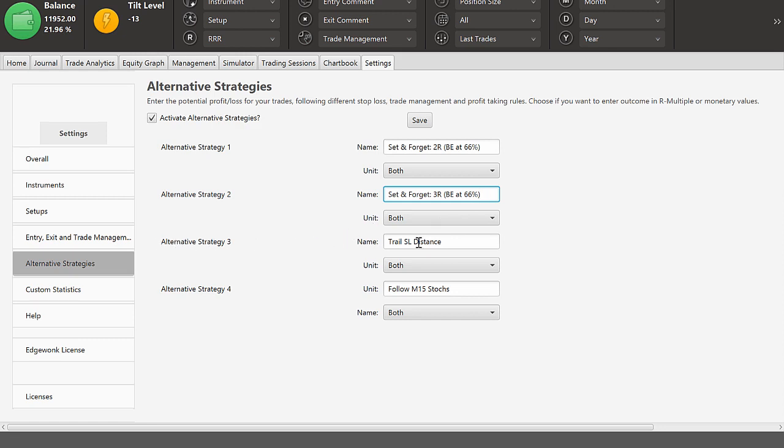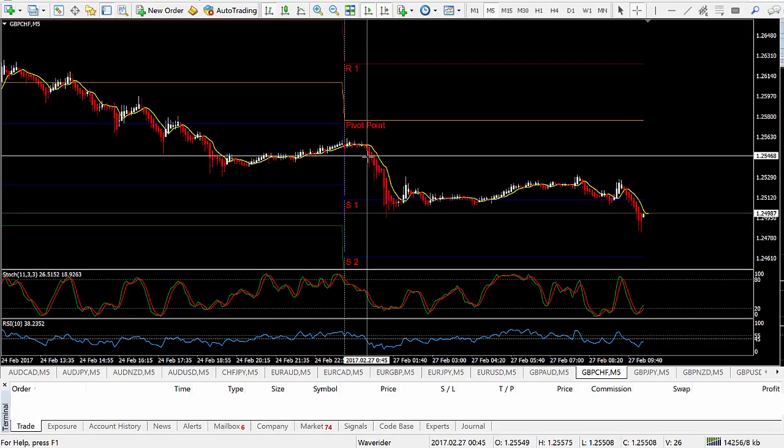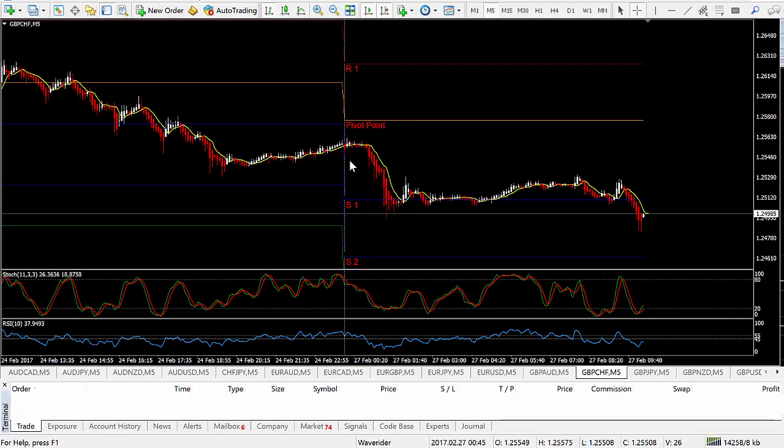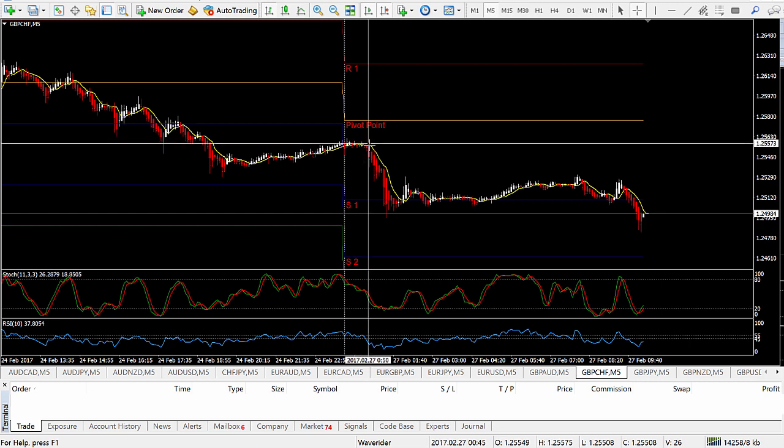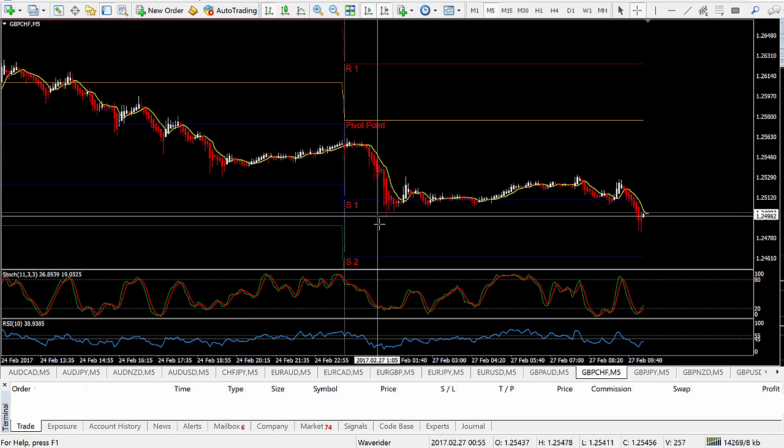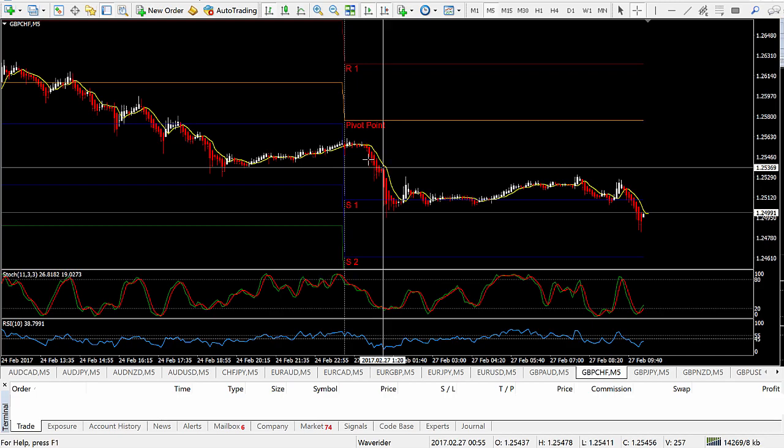So the other thing that I test is trailing the stop loss distance, so per pip. So every time we go 1 pip down, the stop loss will be pulled 1 pip down until we would have gotten taken out somewhere here.